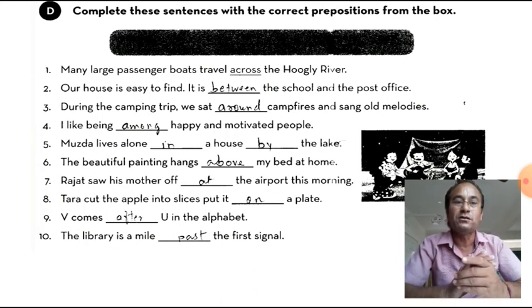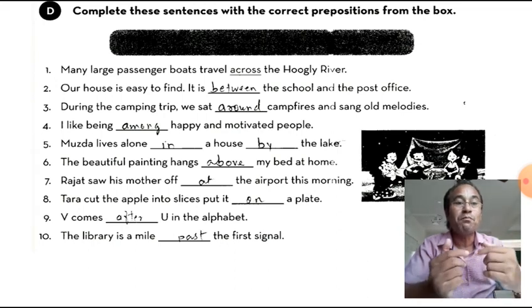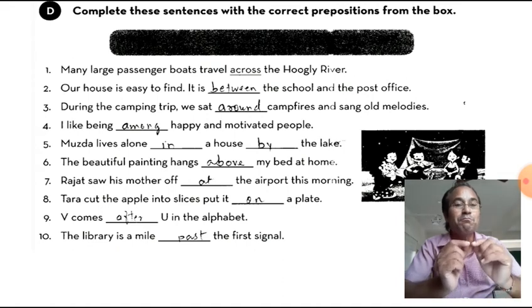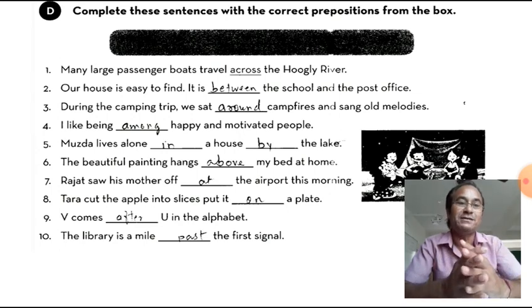Rajat saw his mother off at the airport this morning. At is used here to show place, not time. I will meet you at 5 o'clock, that's time. But here, I will see you at your home, that's place. Rajat saw his mother off at the airport this morning. At suggests place.